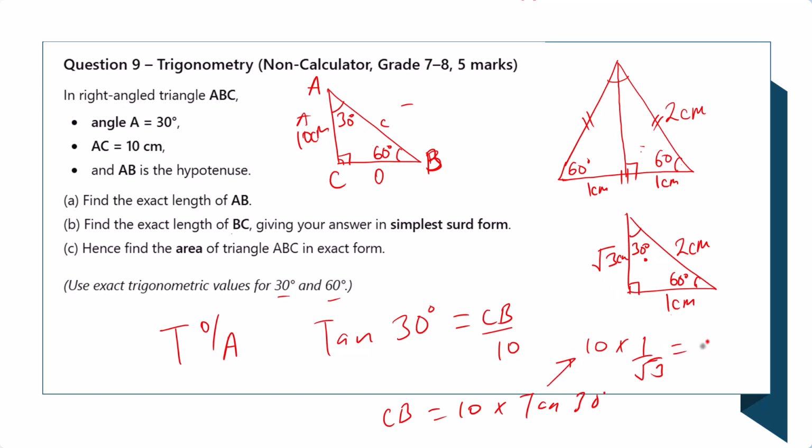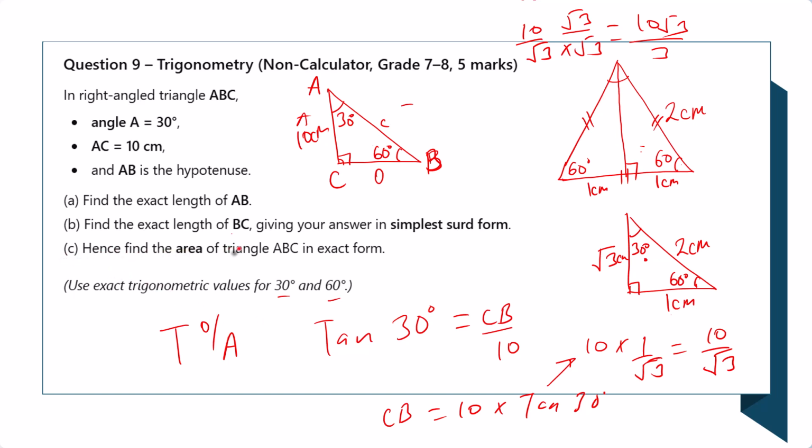So this is the answer. It's going to be 10 over root 3. We can leave it like this, or we can rationalize. I've got 10 over root 3. I can rationalize by multiplying the top and bottom by root 3. That'll give us 10 root 3 over 3. So this is the exact answer, or you can leave it like this. You see that? So this is it.